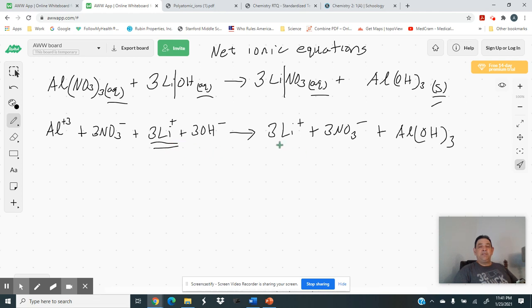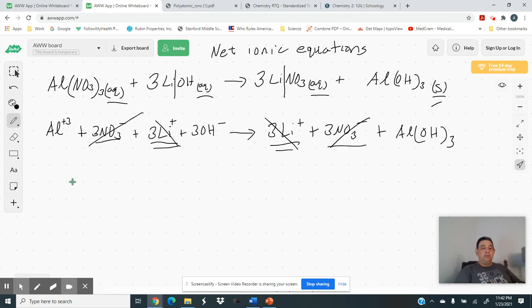Here's 3 lithiums and 3 lithiums over here. There's also 3 nitrates here and 3 nitrates here. There are 3 hydroxides here, but no 3 hydroxides on the other side. There's an aluminum ion, but no aluminum ion here. Once again, this is aluminum, but it's part of the solid substance, so we consider it differently than the aluminum ion. So we cancel out the 3 nitrates, we cancel out the 3 lithiums, and that's step 3.